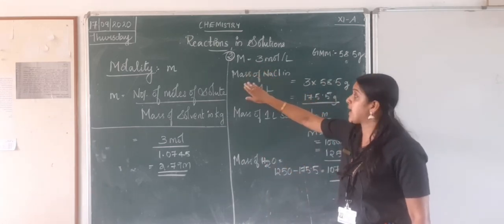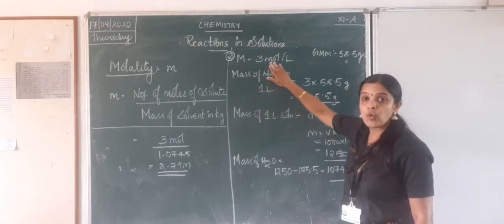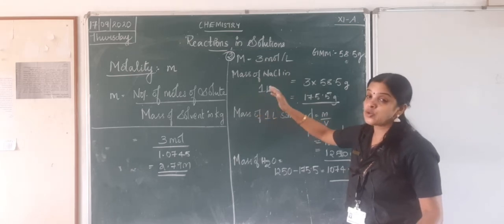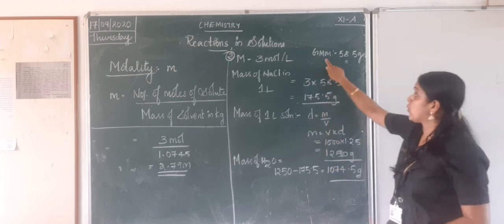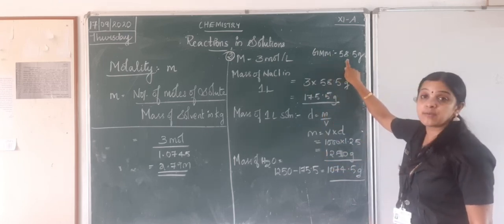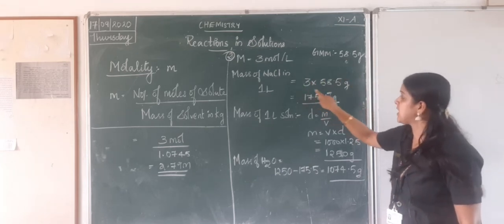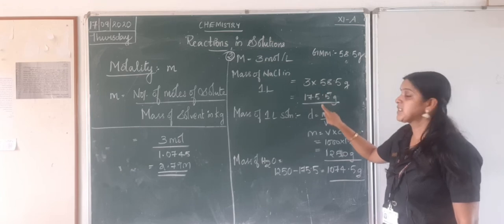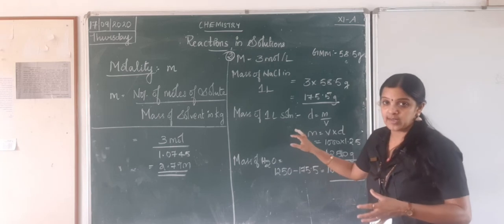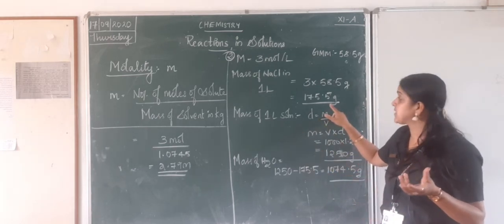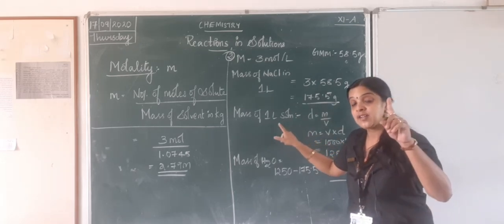I need to find out the mass of NaCl which is present in 1 liter. Because we got the moles, but we need to calculate the mass. How do I calculate? 3 into the GMM of NaCl. What is the GMM of NaCl? It is 58.5 grams for sodium and chlorine together, which makes 3 into 58.5, which is 175.5 grams. So NaCl is dissolved in water. So how much is the mass of NaCl? It is 175.5 grams. Now what is the mass of 1 liter of solution?